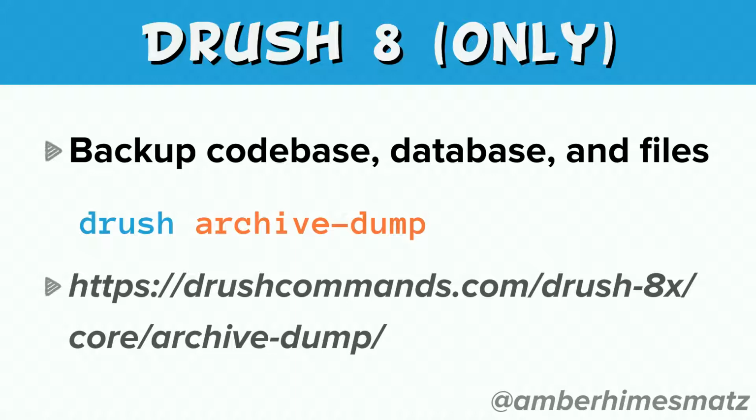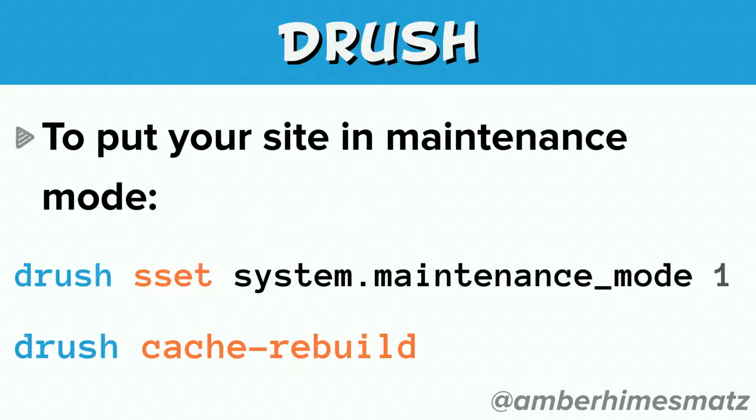So it shows all the different versions, and you can see more of the options there. To put your site in maintenance mode, you would use, this is a way to set configuration flags. So Drush set system.maintenance_mode, and then you're going to pass in 1 to put your site in maintenance mode, and then you want to rebuild the cache. So the shortcut to that is Drush CR. So that's like the old clear cache.